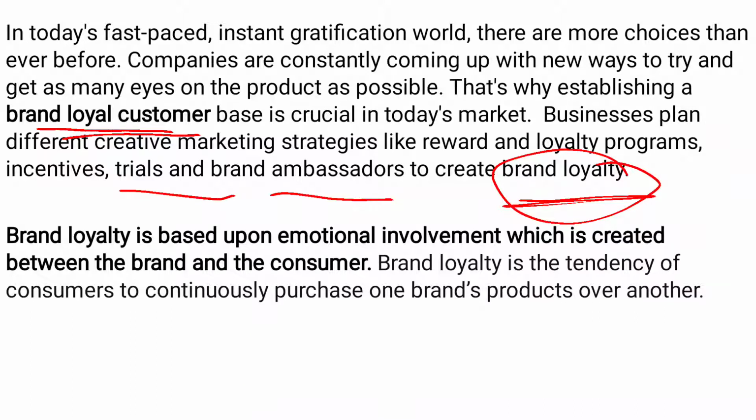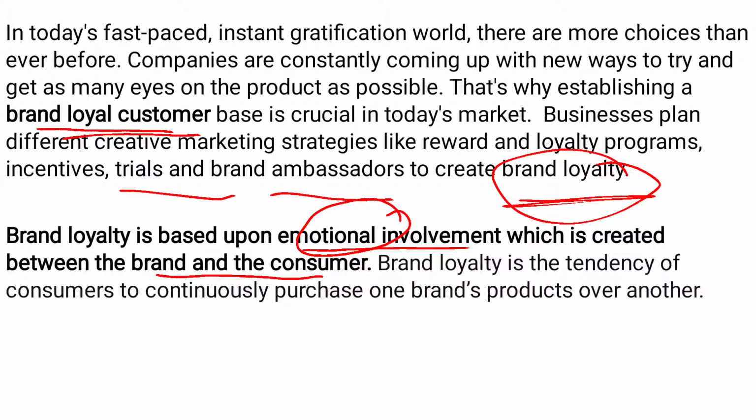Brand loyalty is based upon emotional involvement which is created between the brand and the consumer. That means this loyalty is mainly based on the customer's emotion on the product. That means here the customer perceives that the brand will fulfill some type of emotional want in a unique way, and that emotion evokes during the process of purchasing and using it. So this loyalty is mainly based on the emotion of the customers or consumers towards the particular product.